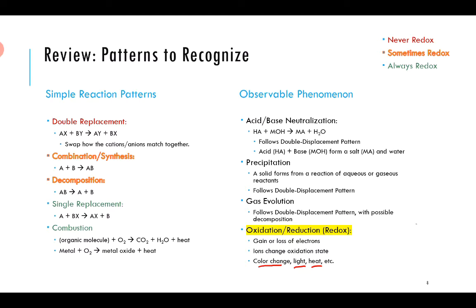So what can help us identify redox reactions from a list of reactions is looking at our different patterns of reactions. So for instance, double displacement reactions are never redox reactions. So if we see a double displacement reaction on a list of reactions, we know it cannot be a redox reaction. Sometimes combination and decomposition reactions are redox, but not all the time. But single displacement and combustion reactions are always redox reactions. So if we see double displacement reactions, we can rule them out. If we see single replacement or combustion reactions, we know that those have to be redox. And then we can go back and double check any combination or decomposition reactions.